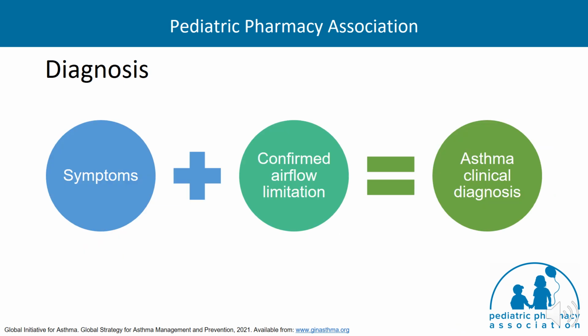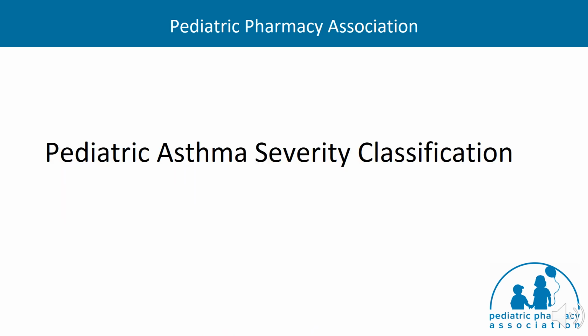A patient's diagnosis of asthma is based on both their symptoms that we talked about with wheezing, dyspnea, coughing, as well as confirmed airflow limitation. This will lead to an asthma clinical diagnosis. Next, we will be discussing pediatric asthma severity classification.